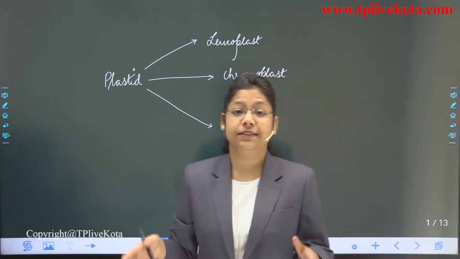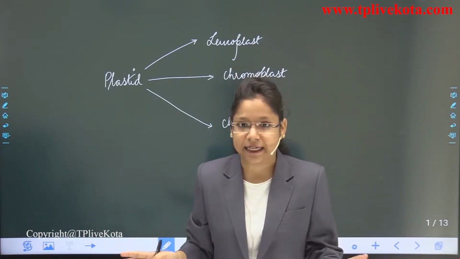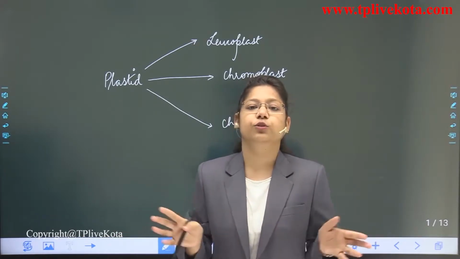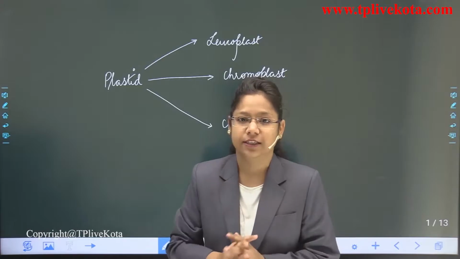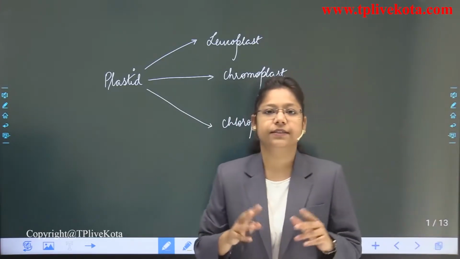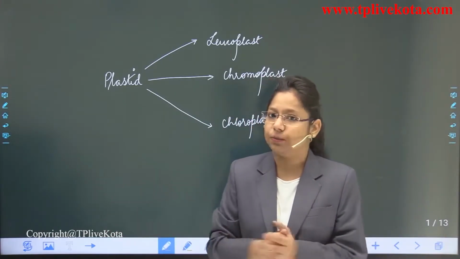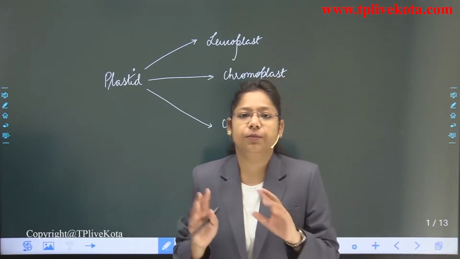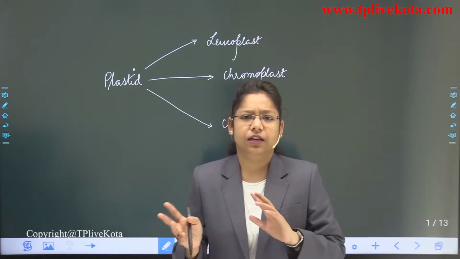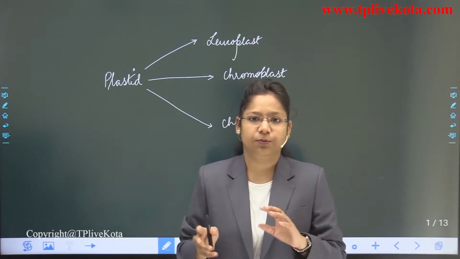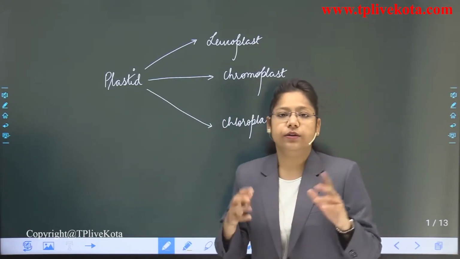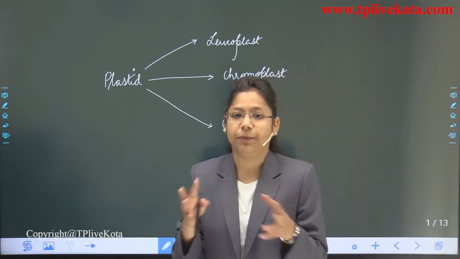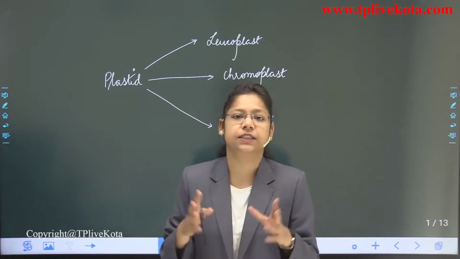Now leucoplast is the one which does not provide any color to the plant, but it is for the storage of food, that is in the form of starch. Next one is chromoplast. It is for providing colors to the plant, as I told you about the rhodoplast. Okay, red color, brown color, everything, the color which is provided to the plant is the responsibility of this. Now the last one is the chloroplast. Chloroplast means the chlorophyll pigment, the green pigment which is used for the photosynthesis process.